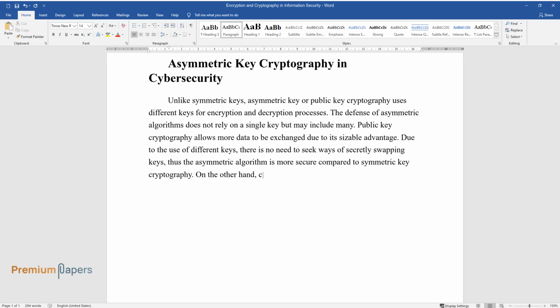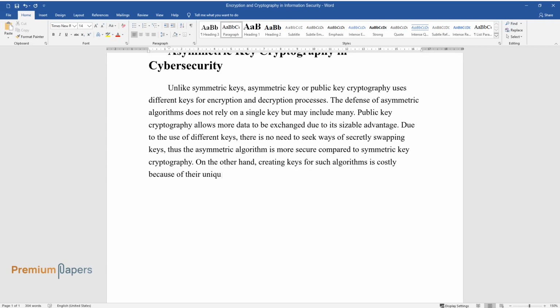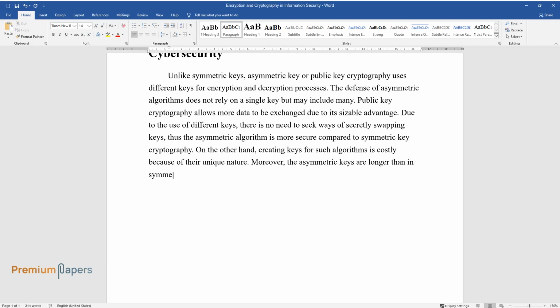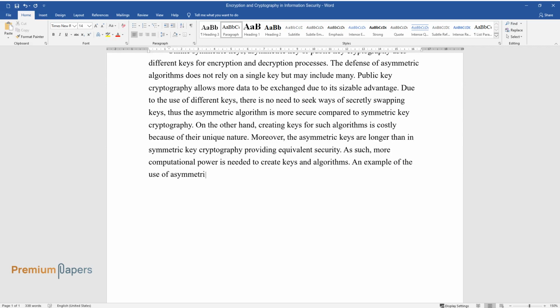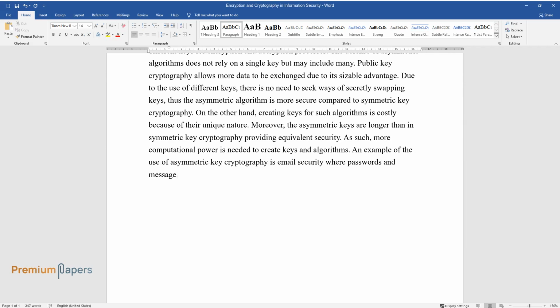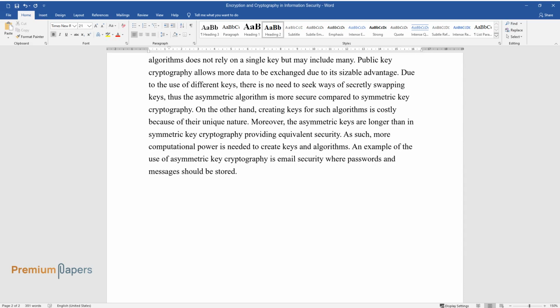On the other hand, creating keys for such algorithms is costly because of their unique nature. Moreover, the asymmetric keys are longer than in symmetric key cryptography, providing equivalent security. As such, more computational power is needed to create keys and algorithms. An example of the use of asymmetric key cryptography is email security, where passwords and messages should be stored.